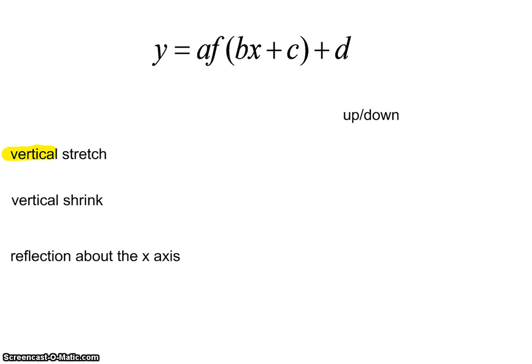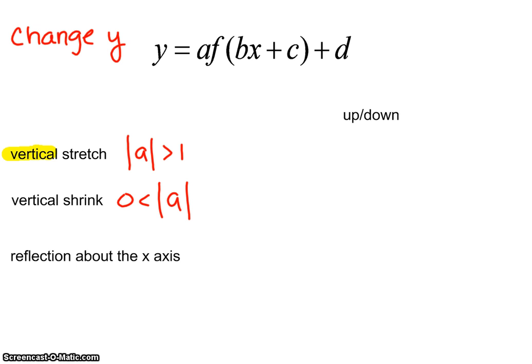And when we change vertically, we're changing our y values, if I'm using that table. And again, a vertical stretch happens when the number piece of A, so the absolute value of A, is bigger than 1. A shrink happens when that number piece, so the absolute value of A, is between 0 and 1. Now the negative just means we're going to reflect it over the x-axis.